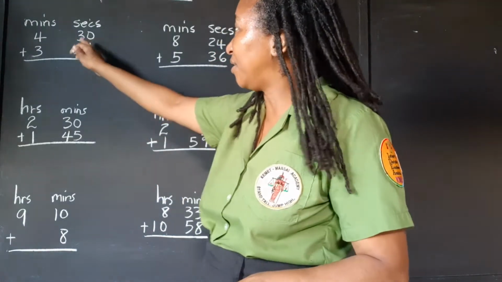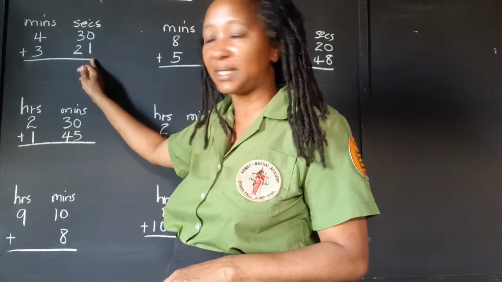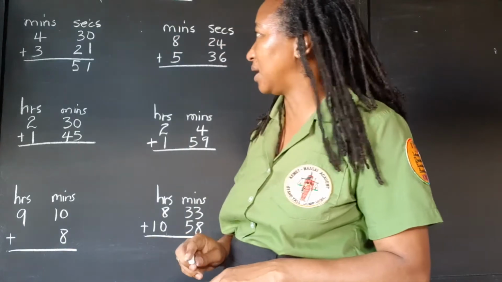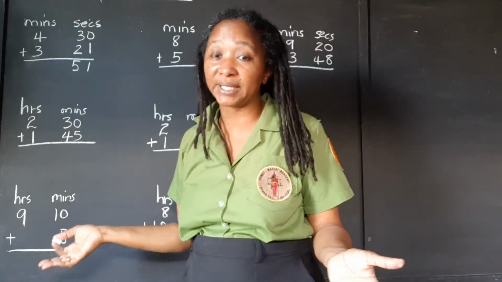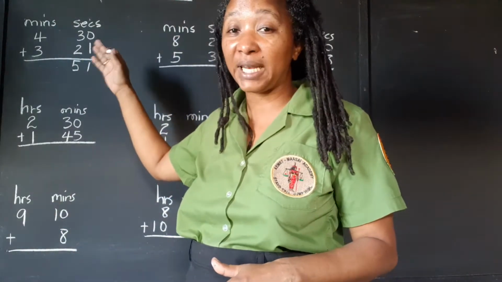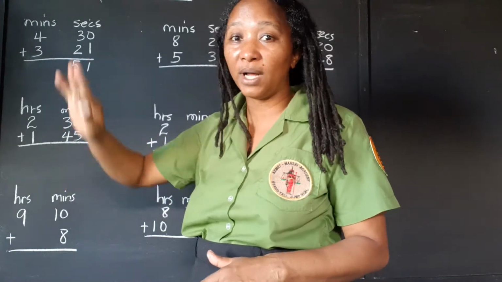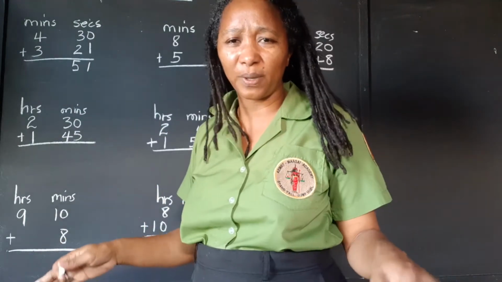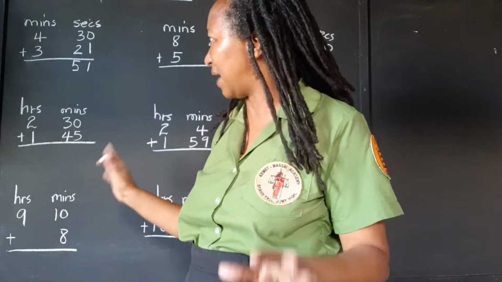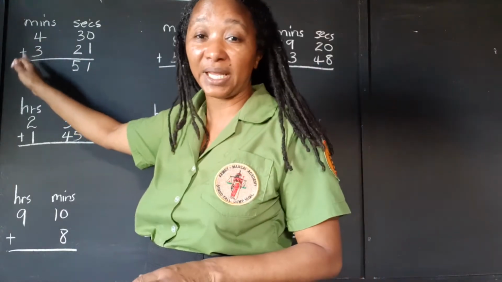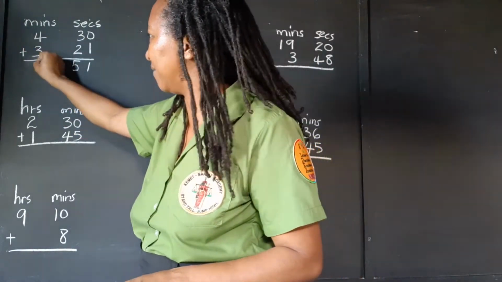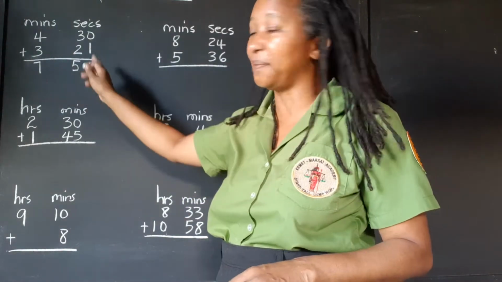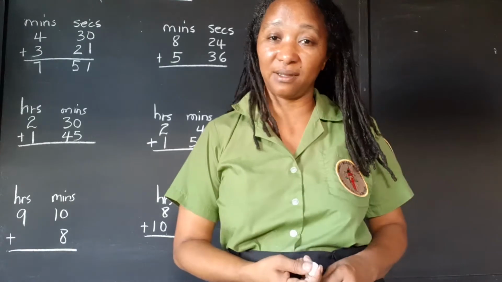So when we add the 30 seconds and the 21 seconds, we're going to get 51 seconds. And that's fine, because remember we're saying we can go up to 59. We just don't want to pass 60, right? So if we get 51 seconds, we're good with that. And then we go over to the minutes and we add 4 plus 3, that's 7. So the answer is 7 minutes, 51 seconds.